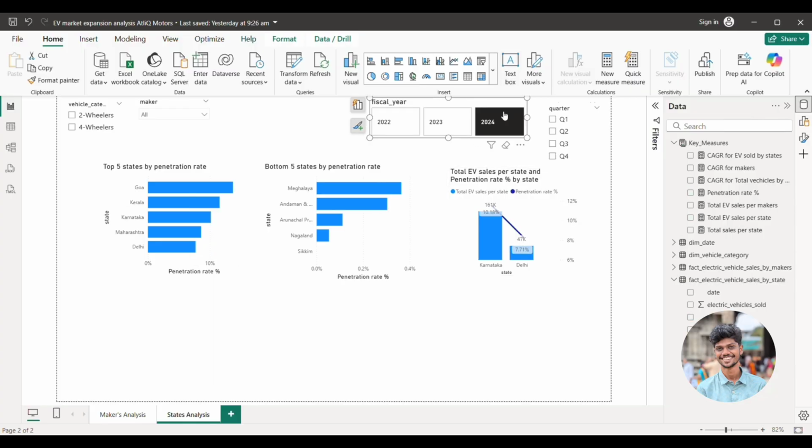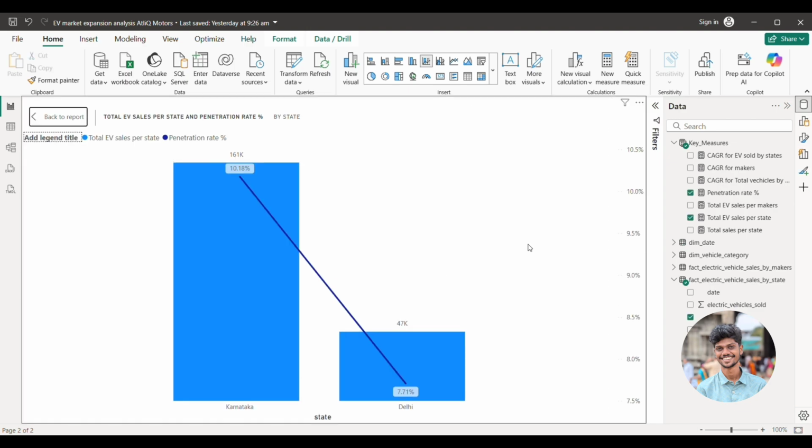They need to see the values based on the fiscal year 2024. Earlier, when we saw the overall numbers, Karnataka had 313k EV sales with a 7.84% penetration rate, and Delhi had 107k sales with a 6.76% penetration rate. And now looking at only 2024, Karnataka sold 161k EVs and its penetration rate went up to 10.18%. This means EVs are making up a bigger share of the market in Karnataka compared to the overall average. Delhi sold 47k EVs in 2024 with a penetration rate of 7.71%. Even though sales were lower than the overall figure, the market share for EVs in Delhi still improved slightly. So in short, in 2024, both states increased their penetration rates, but Karnataka's growth was bigger.